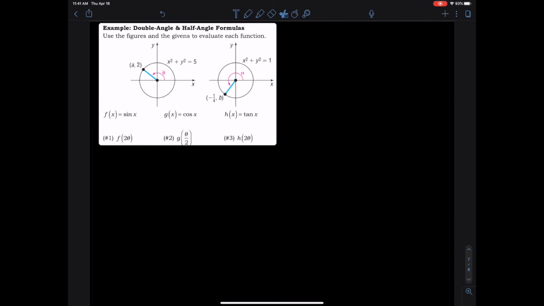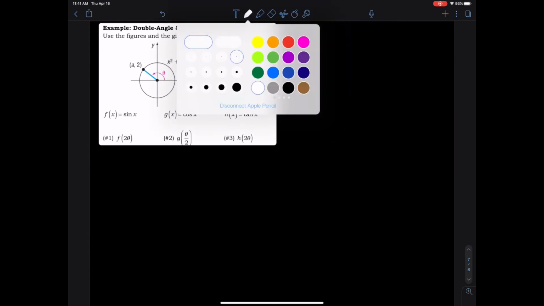So first, let's analyze the two circles. All right, so let's do the first one. The first one, I like that one. Why? Because that makes you review something you learned in the past.